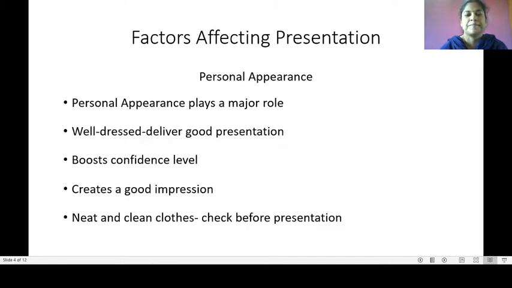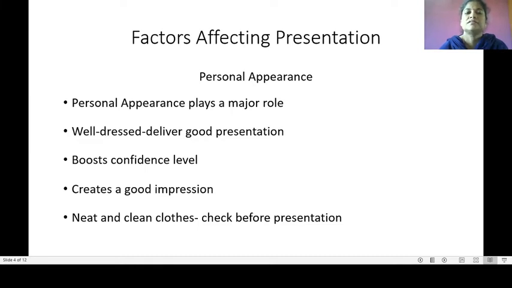Personal appearance. Before even the presenter gives his presentation, the first thing people notice is the personal appearance. So it plays a major role. So first and foremost, what the presenter should have in mind is that the person who's going to give a presentation should be well dressed. Well dressed may not be a costly dress, but a neatly dressed person will be able to deliver a good presentation.